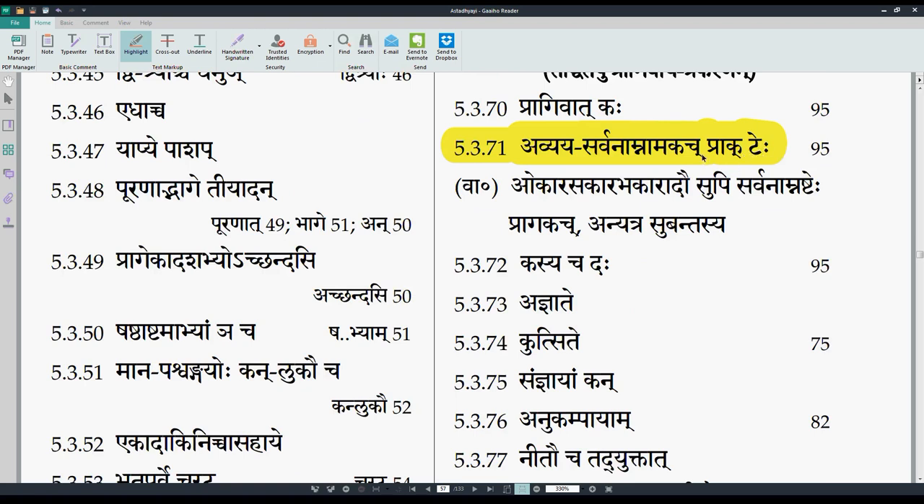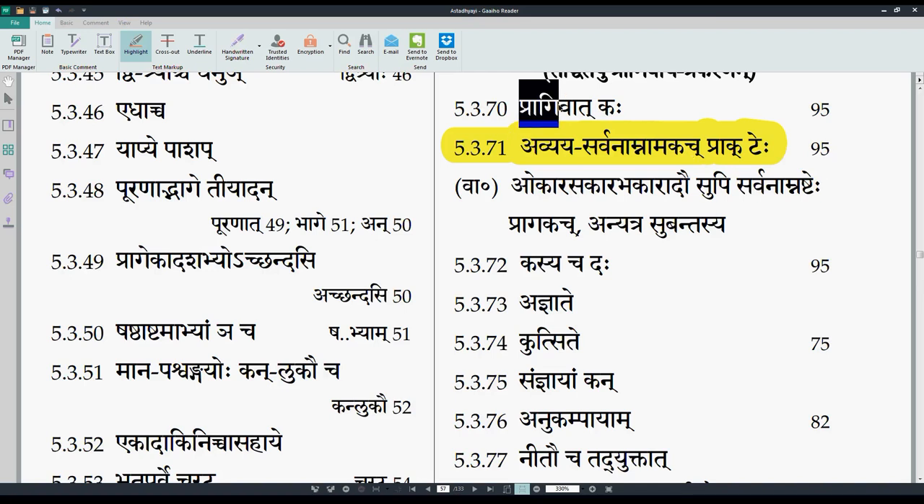So praktehe, where should this akanch go? Praktehe. It should go before T. Before T it should go. So that's the vidhi. I'm sorry for considering this te as prak. This is prak, I got confused. So this prak here, this is the anuvritti.